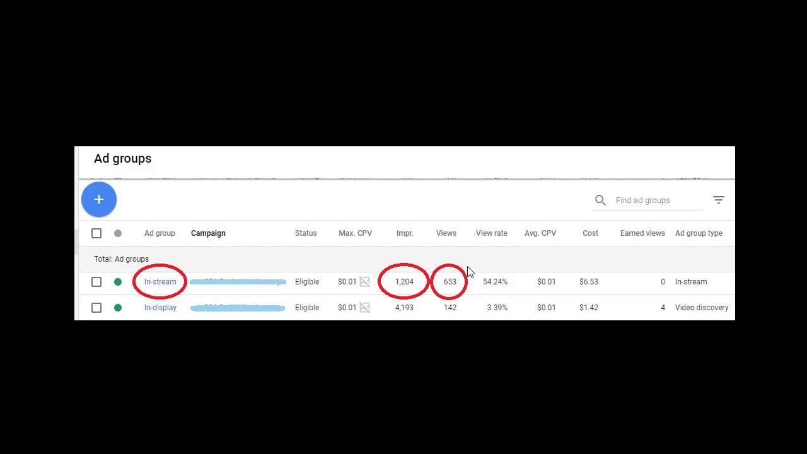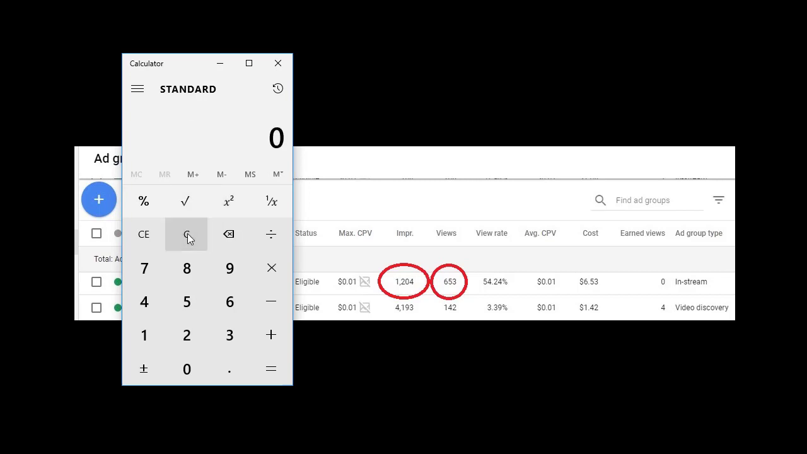If I consider that, then I can know that the view rate as we calculated was 54.24, but when we think about the way we set up our table for our chi-square test, we looked at the number of views and we looked at the number of non-views. So we're going to have to make a little calculation here. In this particular case, we'll take the 1,204 impressions, we'll subtract out the number of people who viewed the video, 653, and what we'll have left, this 551, will be our number of non-views. So remember those two numbers, views at 653 and non-views at 551.